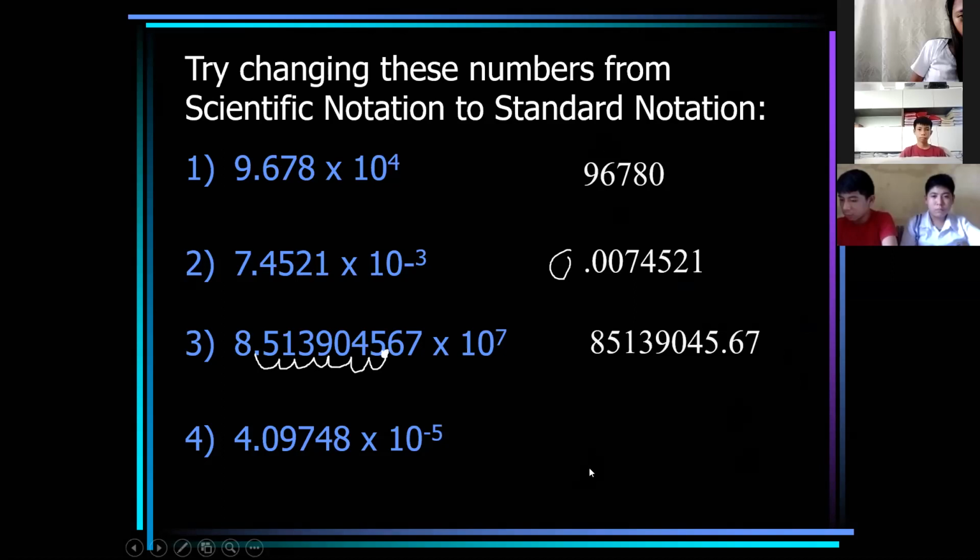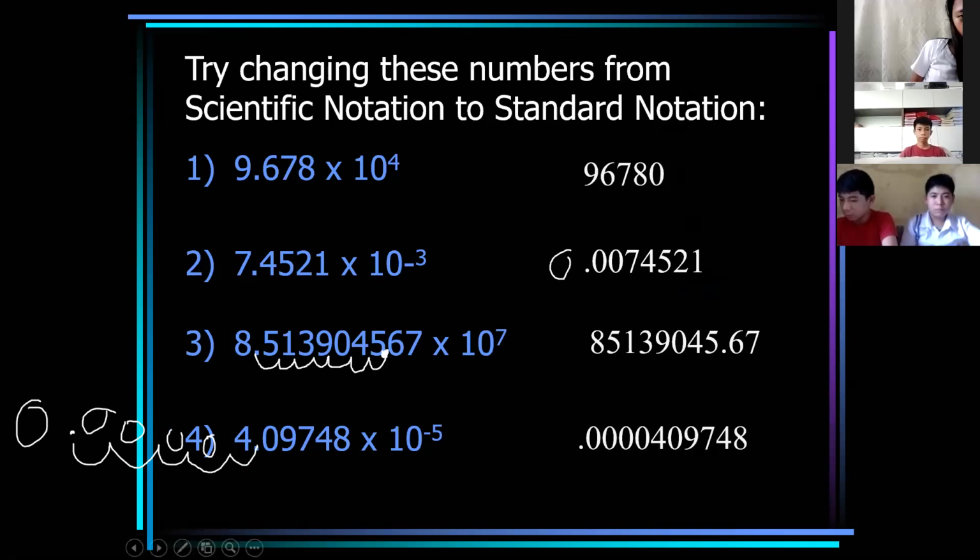Last number, 4.09748 times 10 to the power of negative 5. So the motion now goes to the left. 1, 2, 3, 4, 5. So there you have the zeros. 1, 2, 3, 4. And then, of course, there's a 0 here. So the answer has four 0s after the decimal point. 1, 2, 3, 4.